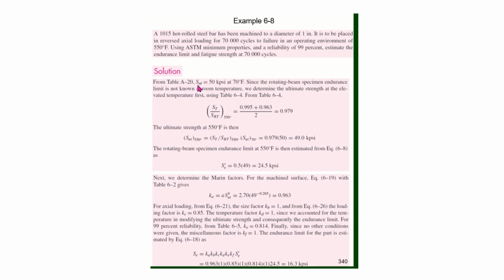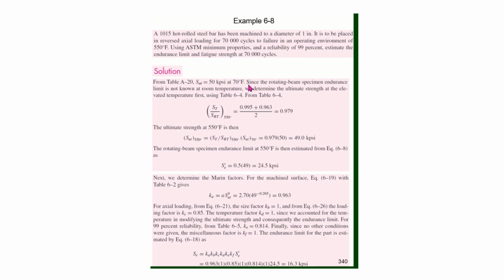So here it says that we will be operating at 70 F, and that's what the SUT that we have been given in the table A20 is based on, is 70 F, and we will be operating in an environment of 550 F. So we need to modify the ultimate strength based on that temperature.